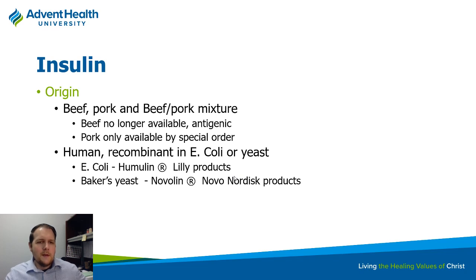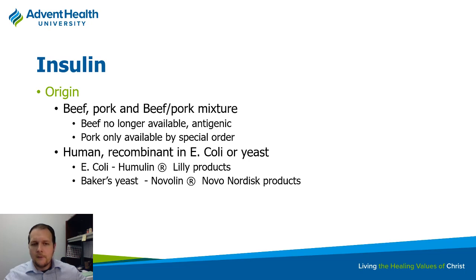So how do we get insulin? Well, originally we had to go back to animal sources. We can go to other mammals and we see that there's enough cross reactivity because their amino acid sequences were quite similar, that we could use things like beef and pork products in order to replace that insulin that patients maybe were not making on their own. Now, we don't really use beef anymore, mainly because of the fact that it was pretty antigenic, which makes sense given the fact that we're injecting foreign proteins into people. And pork is still available, but it's by special order. But this is what we used back in the day.